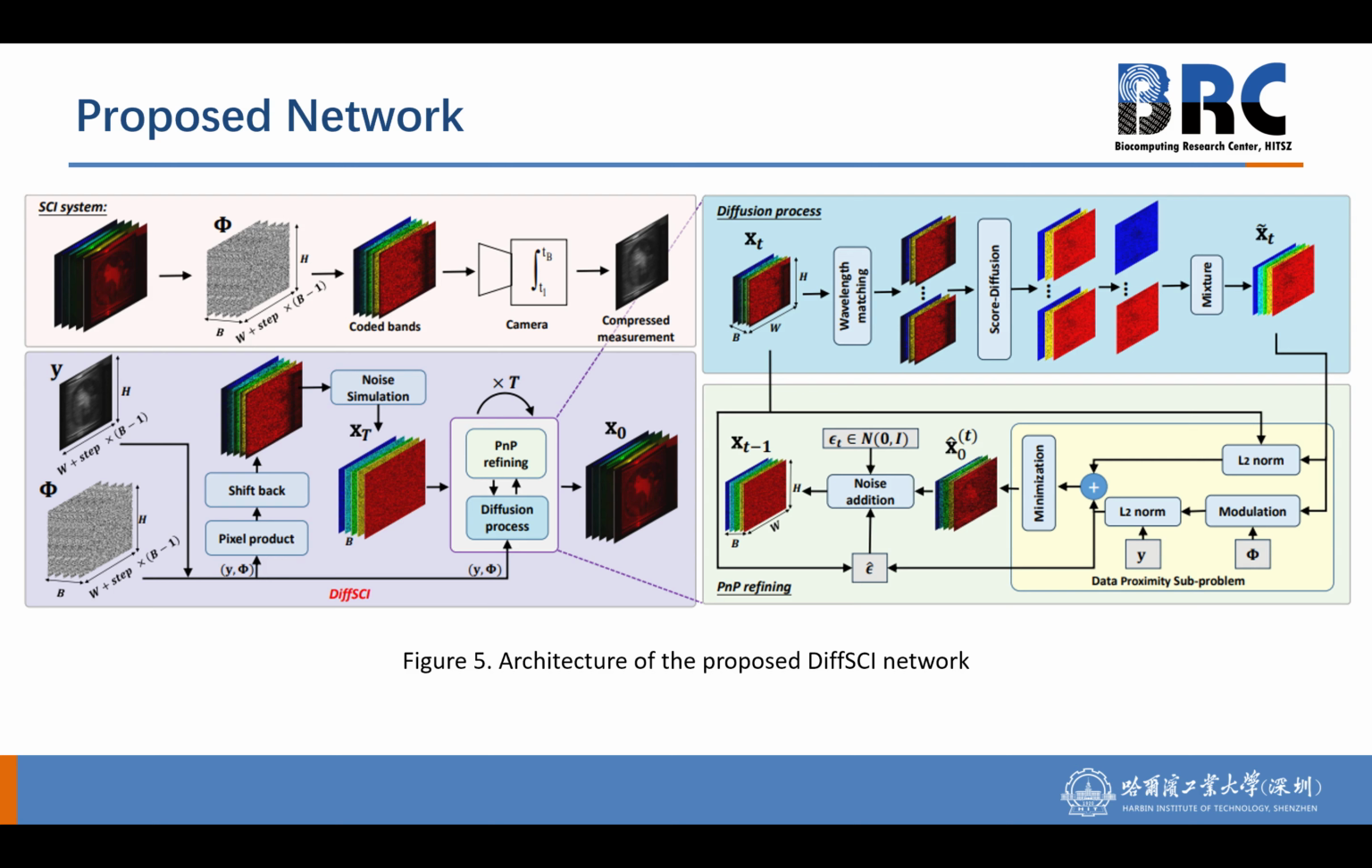Firstly, the reconstructed initial value is obtained by multiplying the measurement and the given mask element by element and performing a shift-back operation. Then it is used as the input of our DiffSCI, and the reconstructed multispectral image is obtained through the iteration of PnP and the diffusion denoiser.